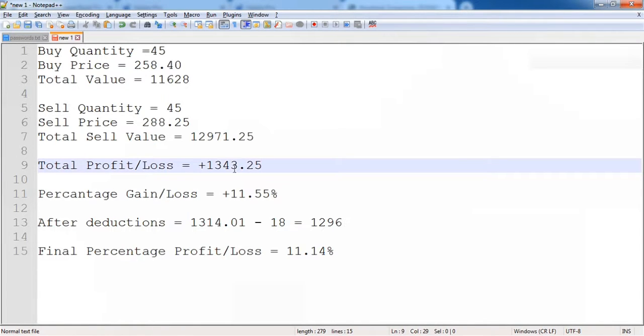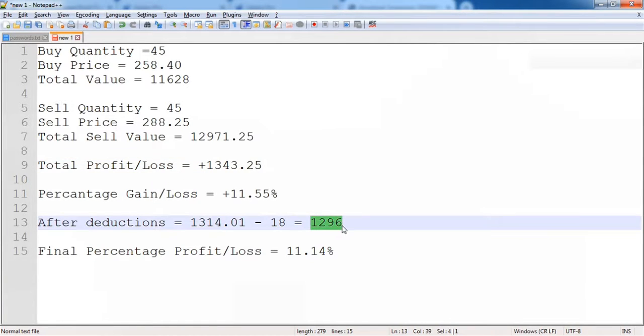So how did 1343.25 become 1314, and what is this 18? We'll look into this and use the Upstox calculator, and I'll show you how these figures have changed from 1343, why it reduced to 1314. The actual profit and loss that I would be getting in hand would be 1296, and the final profit percentage I'm getting in hand would be 11.14.